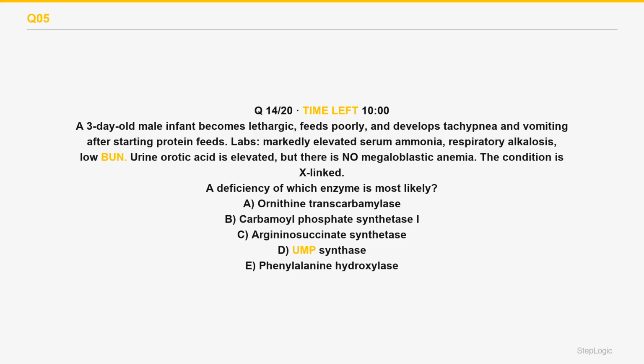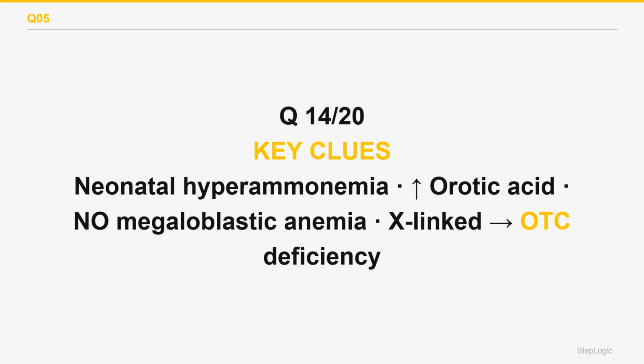Read the command. Which enzyme is deficient? Neonatal hyperammonemia after protein feeds, respiratory alkalosis, elevated orotic acid, no megaloblastic anemia, X-linked: ornithine transcarbamylase deficiency. Ornithine transcarbamylase deficiency is the most common urea cycle disorder and the only one that is X-linked. OTC normally combines carbamoyl phosphate with ornithine inside the mitochondria. When OTC is deficient, the cycle is blocked.